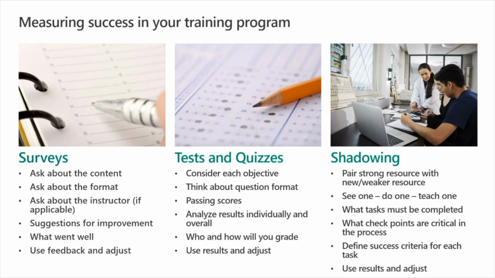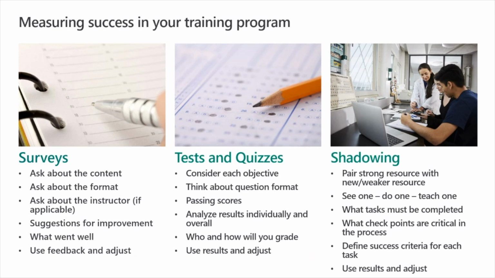You'll want to analyze results individually and overall. If everyone got question 3 wrong, then you probably didn't train very well on that content, or you didn't ask the question very well, and consider, am I really going to dock everyone on question 3 because they didn't get the question right? Or do I need to adjust my content or adjust the way I ask that question? Consider who will be grading and how you're going to be grading. And again, use the results and adjust. If you found that question 3 was really unclear, you either need to adjust your content or you need to adjust your quiz or your test question.